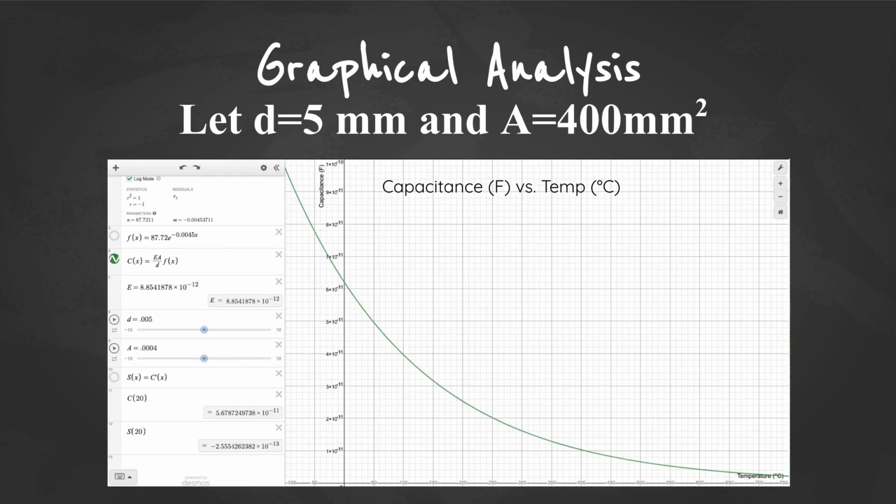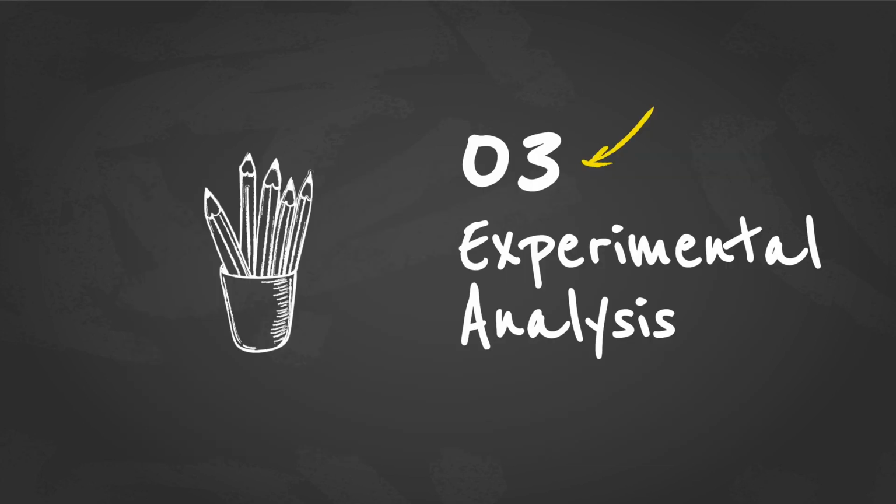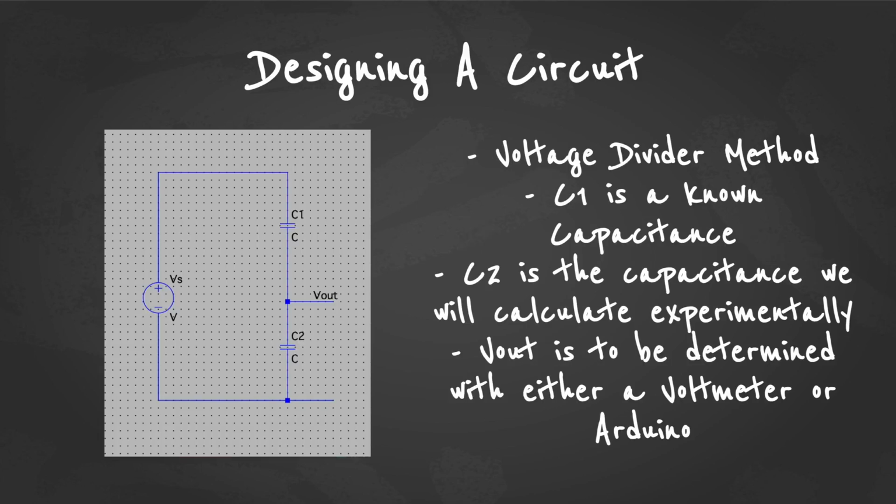And that makes sense because if you look at our capacitance equation, you can see that it is constantly decreasing, while our sensitivity equation is constantly increasing. Now that we've completed our theoretical analysis, we can move on to our experimental analysis. Firstly, we're going to begin by designing a circuit.